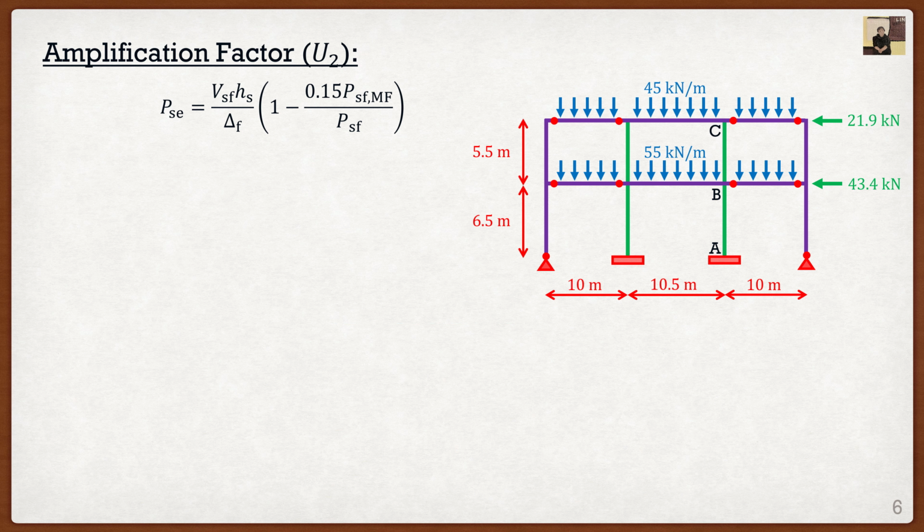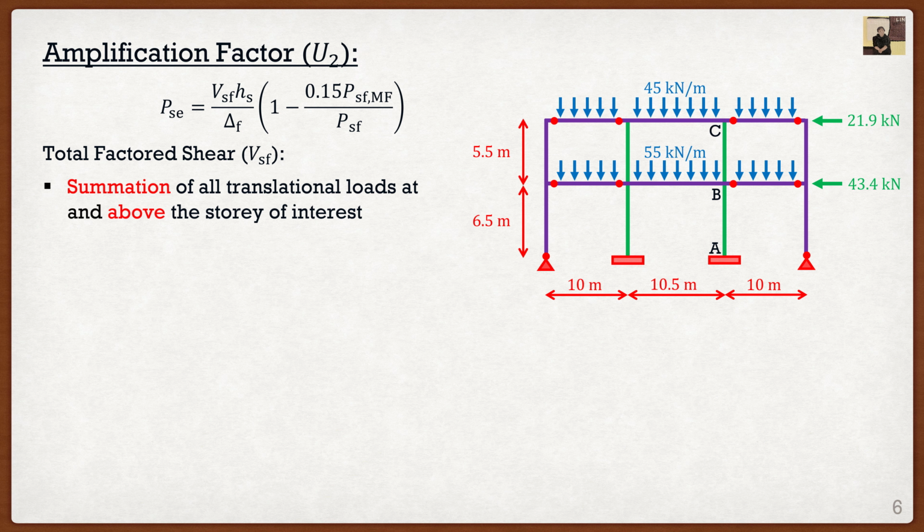We can move on to a pretty hard parameter, which is the total factored shear. Now this one's hard if you don't know what it is, but if you know what it is, it's a piece of cake. You're going to laugh at me. So for this total factored shear, it's going to be the summation of all translational loads at and above. So there's the key there, and above the story of interest. So basically, if I was looking at floor number 2, it's going to be the summation of all the applied lateral loads at that story and above.